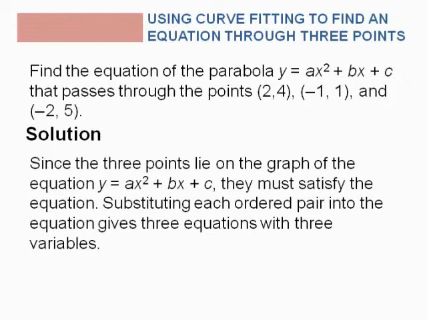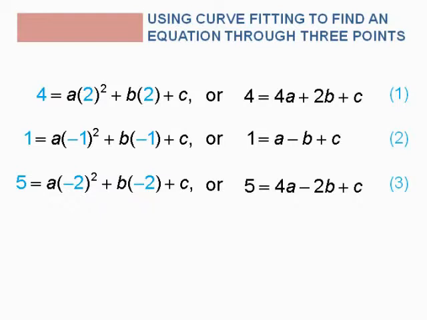First, use curve fitting to find an equation through 3 points. Find the equation of the parabola y equals ax squared plus bx plus c that passes through the points (2, 4), (-1, 1), and (-2, 5). Since the 3 points lie on the graph of the equation, they must satisfy the equation. Substituting each ordered pair into the equation gives three equations with three variables. So check out those 3 points and see what we're going to do with them.